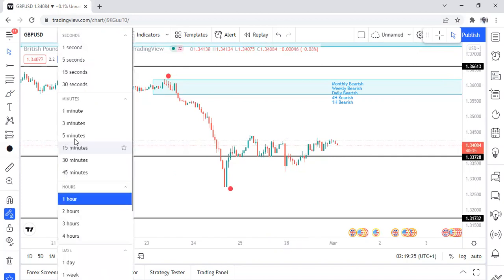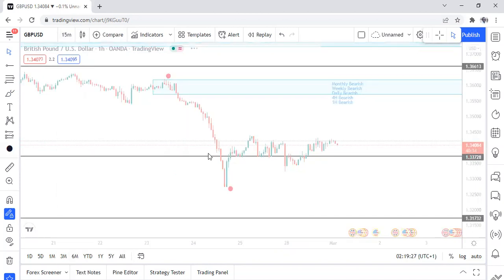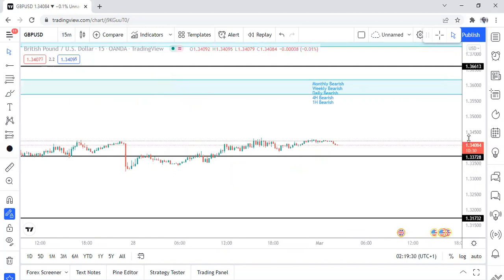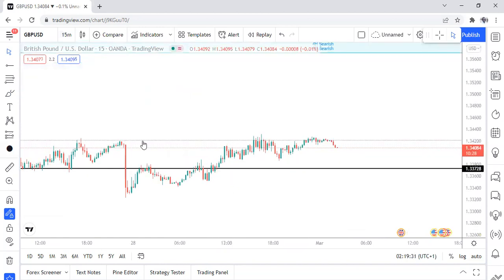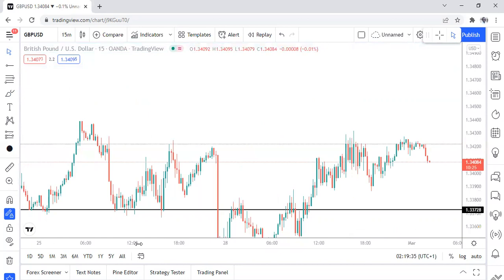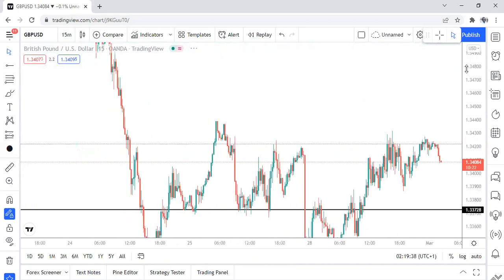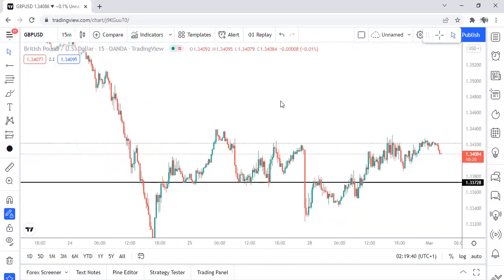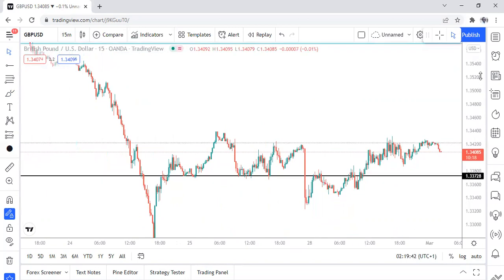So when we go to the 15 minutes time frame, this is a 15 minutes time frame. This is where I actually get to enter my trade.